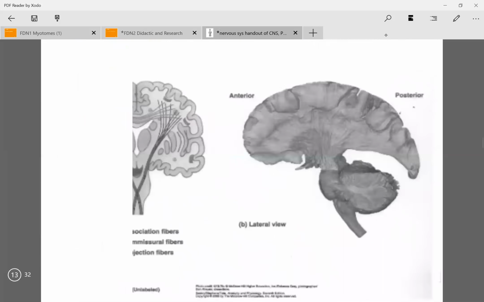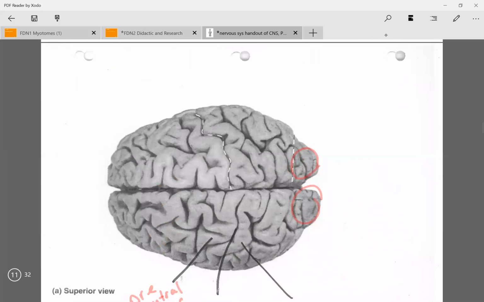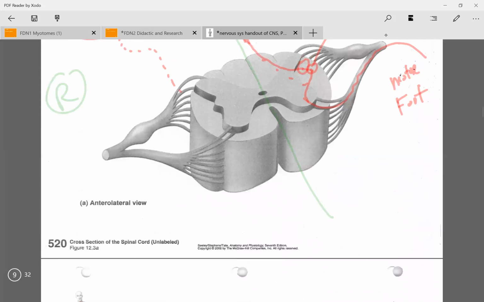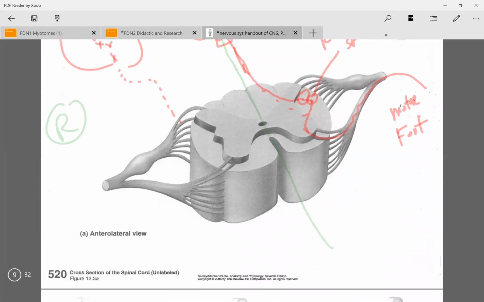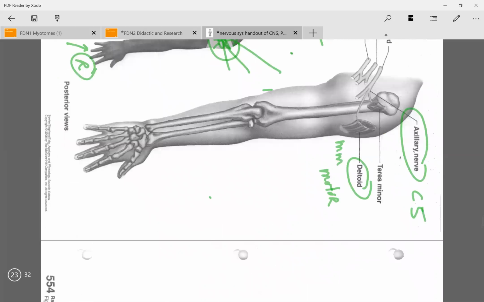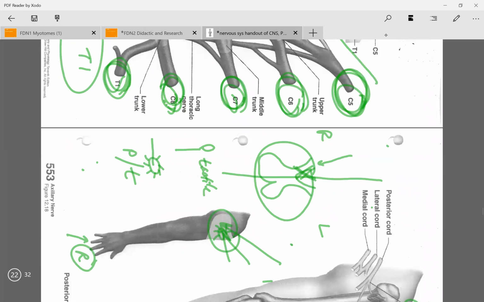So actually, let's go back. No, let's just stick with it. That's fine. Okay, so you know that the dorsal columns, the fasciculus gracilis and the fasciculus cuneatus, are responsible for tactile information. They're part of the dorsal columns located on the posterior aspect of the spinal cord.